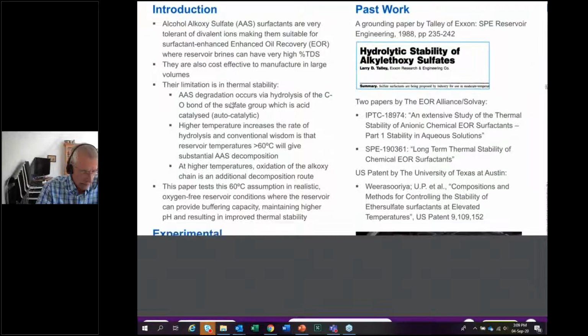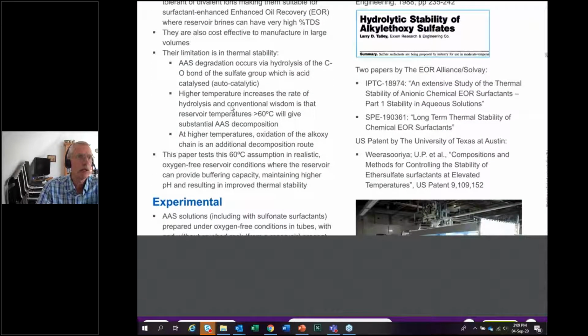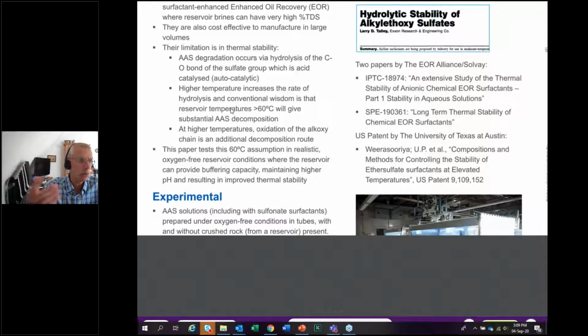The other point is, though, that oxidation plays some role, which I've noted here, that if you have oxidation occurring, that's another mechanism for the decomposition of alcohol propoxy sulfate. And that's a key point, that you can have the oxidation of the alcohol propoxy sulfate, particularly the PO chain of the sulfate, combined with hydrolysis, and that will actually give you even further decomposition. So that's basically an overview of the introduction.